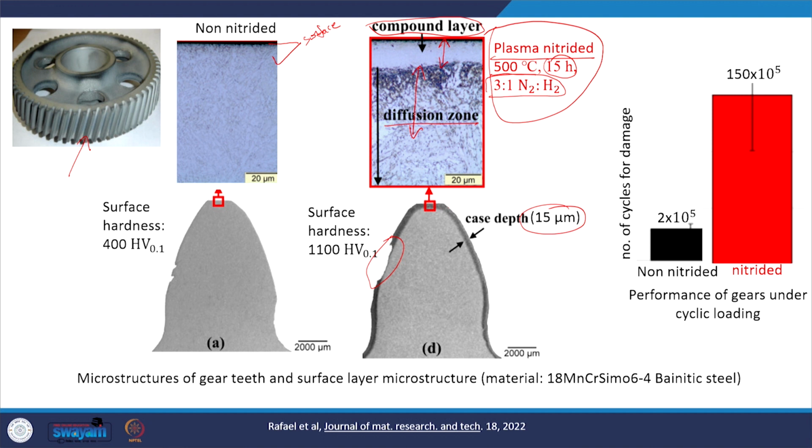So, if you look at the benefit of doing the nitriding treatment, you can see it in this plot here. Okay, please focus on this area where what is plotted is the number of cycles for damage. That means I am doing some cyclic loading, bending it back and forth. So, by the way, I want to tell you what cyclic loading means.